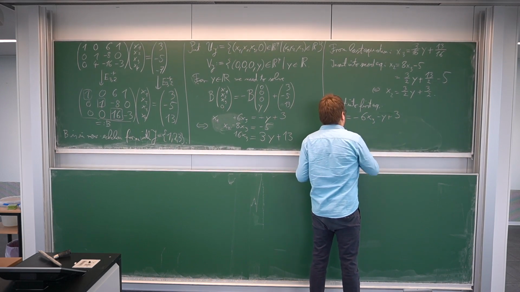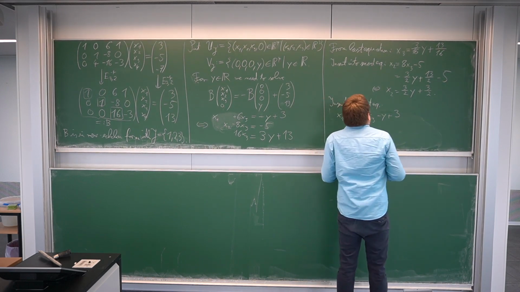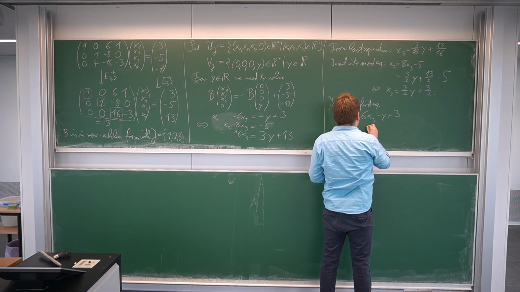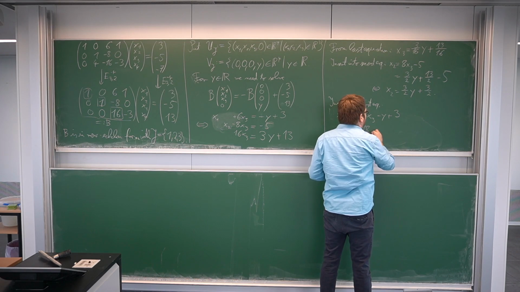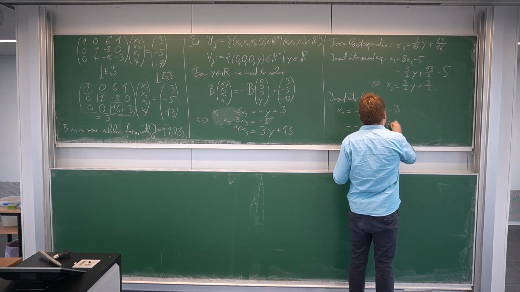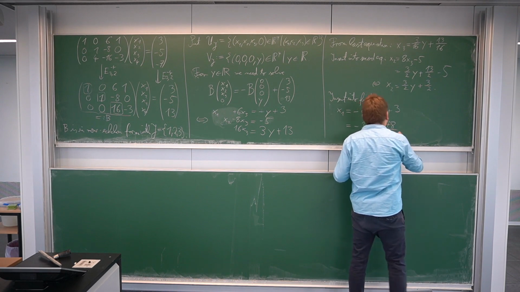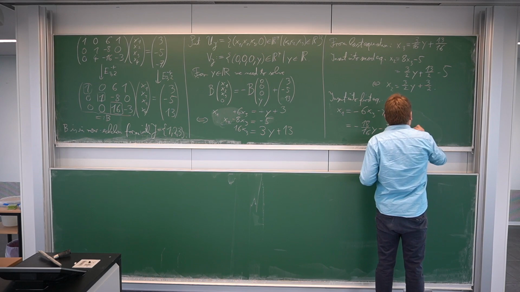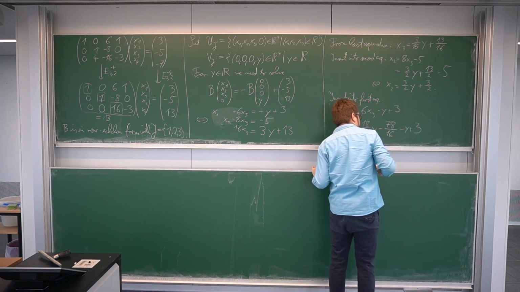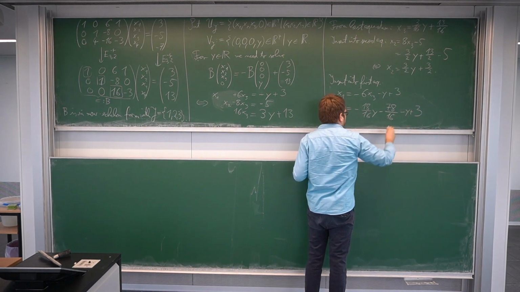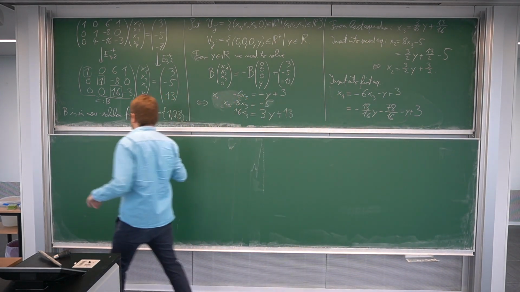So let's do the computations here. Minus 6x3, so this is minus 18 over 16y, minus 78 over 16, like this, minus y plus 3. Let's simplify this. So this here is 9 over 8, this is minus 1, so this is minus 17 over 8.